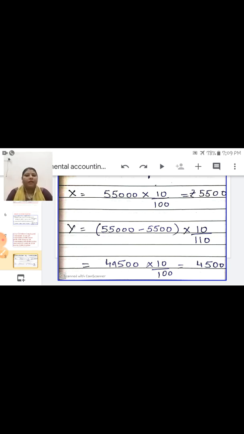Okay. Now today I have given you the home assignment of partners capital account, fluctuating and fixed both, and calculation of commission and salary. These questions you have to do as your home assignment.